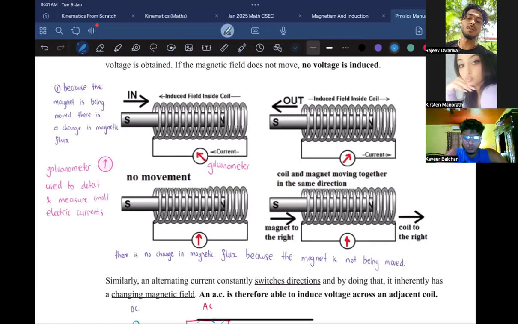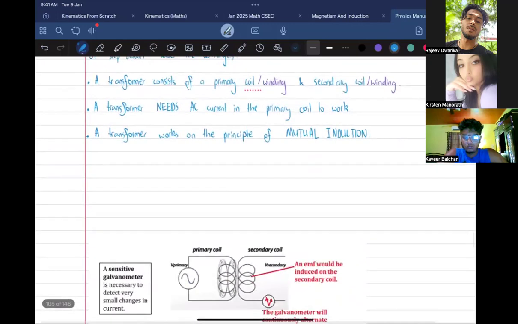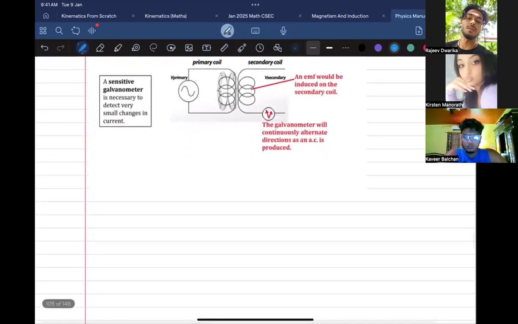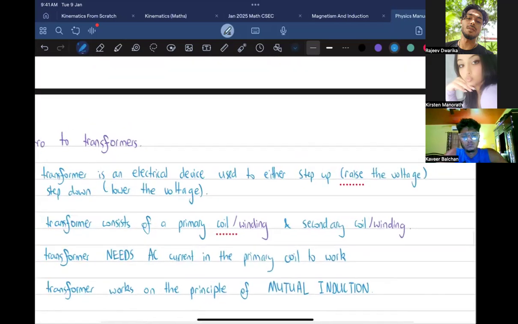Yeah. So let me look at the criteria. You need to have a change in magnetic flux to induce a current or voltage. Well, both really.